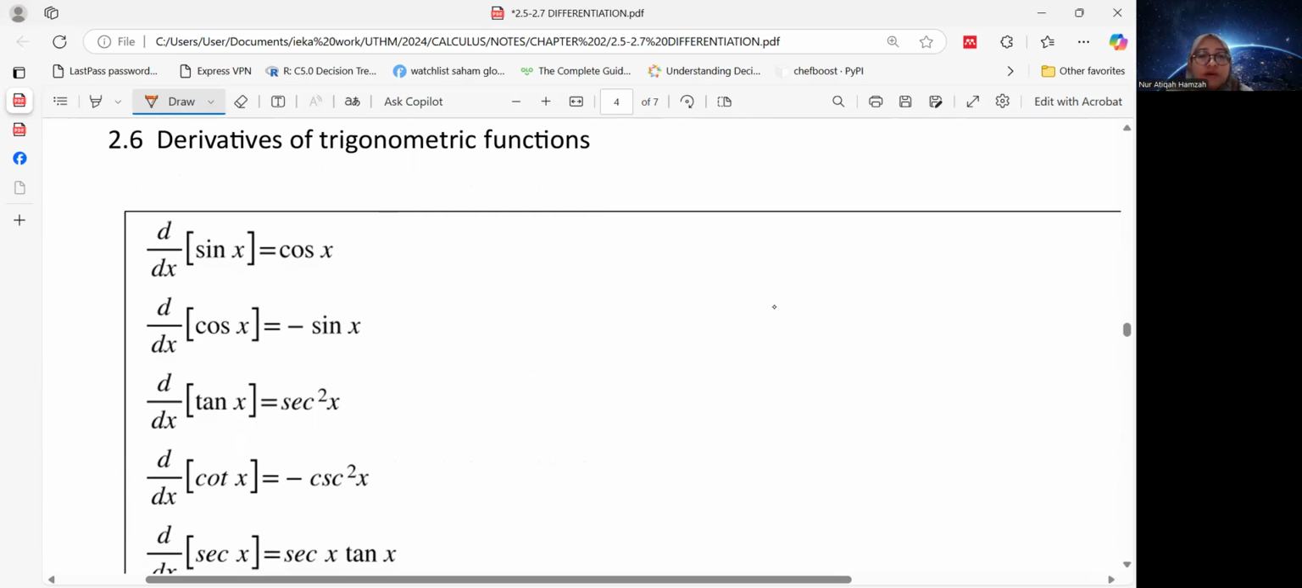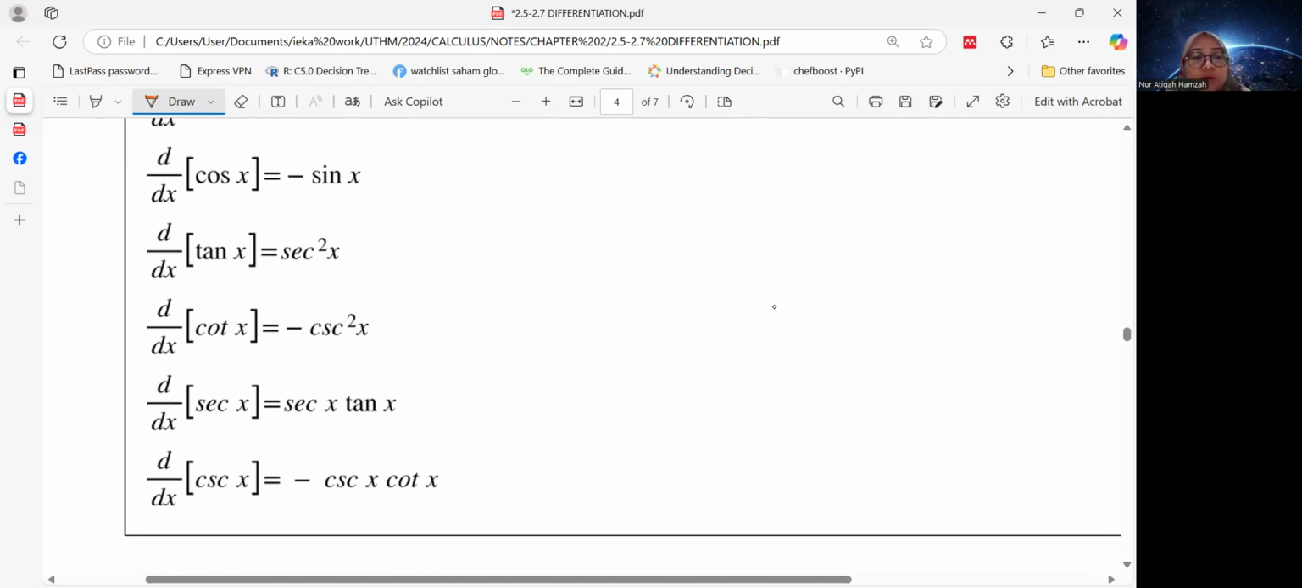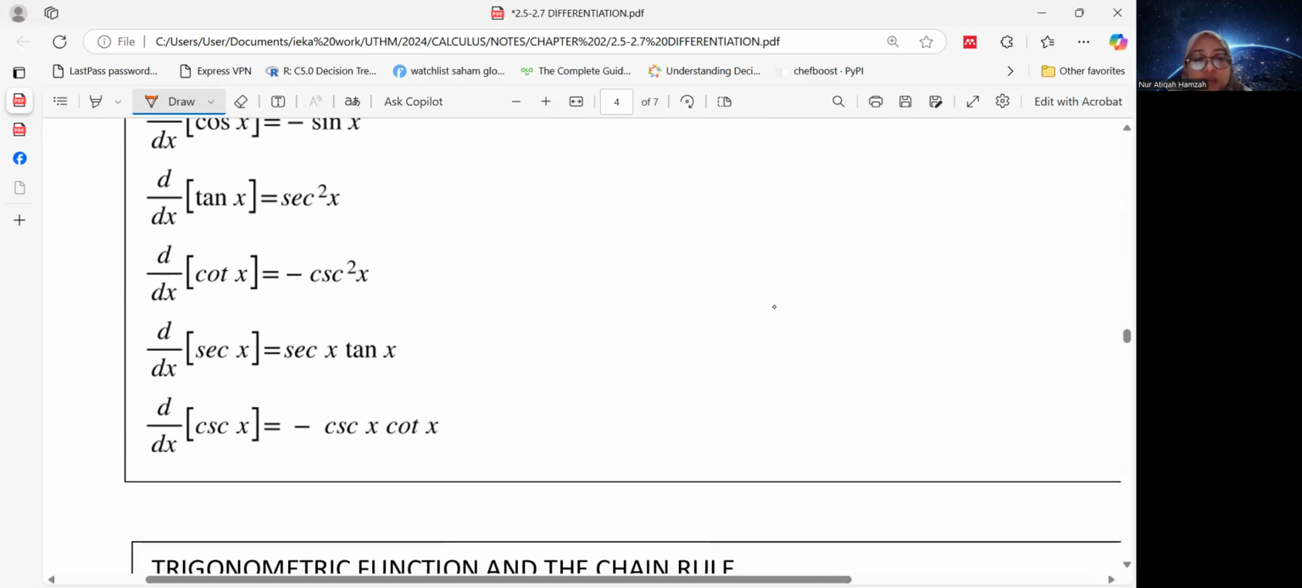Okay, derivative of trigonometric function. This is the derivative of trigonometric function. d over dx sine x, we got cos x. d over dx cos x, negative sine x. d over dx tangent x, we got secant square x. d over dx cotangent x, we got negative cosecant square x. d over dx secant x equal to secant x tangent x. And then d over dx cosecant x equal to negative cosecant x cotangent x.